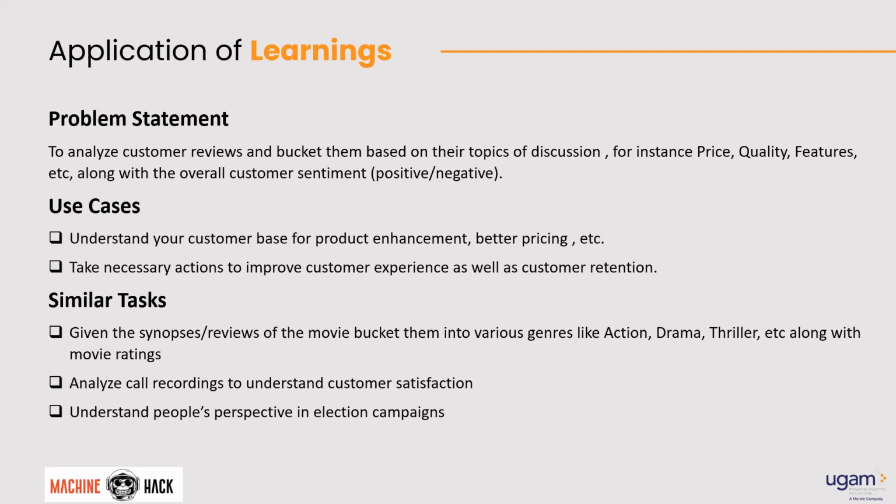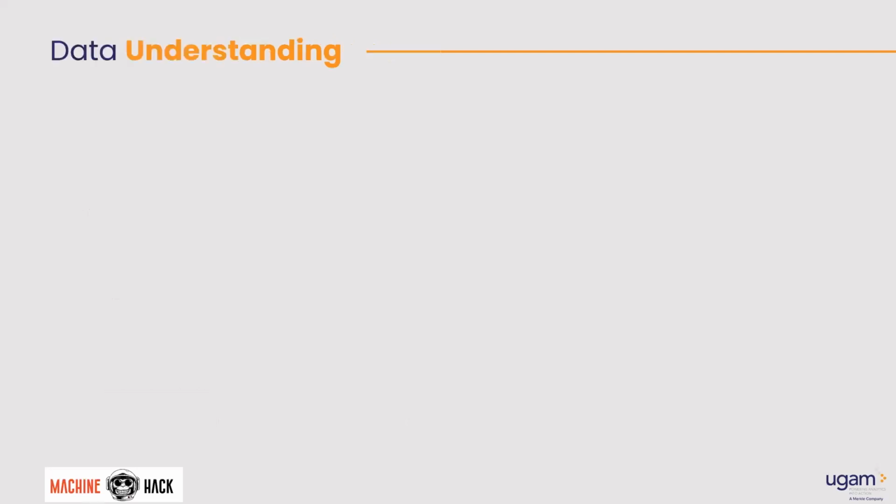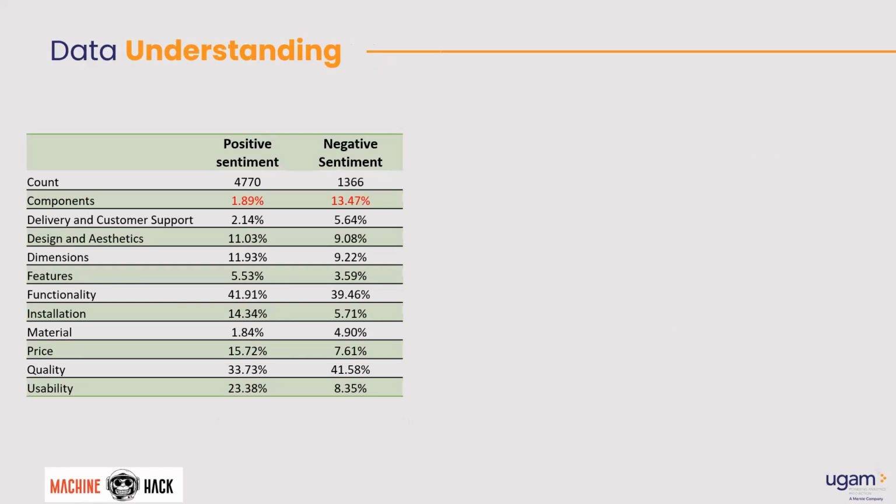So this was more or less the applications I thought of when I first saw the problem statement. Then I looked at the data. As I said, the first thing is the polarity of the customer sentiment. If you see, there are around 4,770 positive and 1,366 negative sentences. Now I wanted to understand, basically, what is called a coverage analysis.